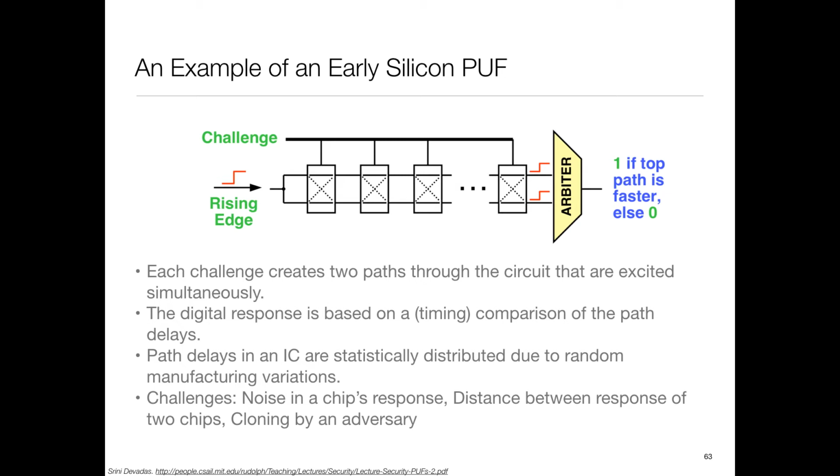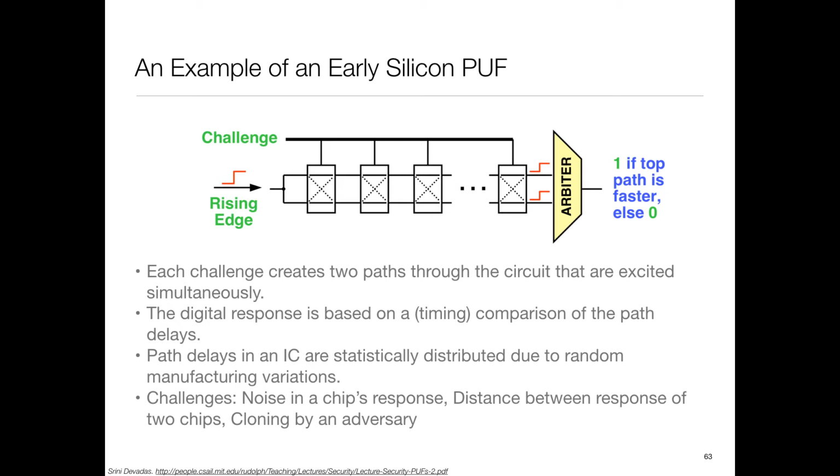So essentially, you throw a challenge, and then it will tell you 1 or 0, depending upon, for that particular path, whether input to top was faster or input to bottom was faster. Okay, and then you do this for a whole bunch of circuits. On the chip, maybe you can have, let's say, 20 of them. So now you will basically get a 20-bit response for a particular challenge.